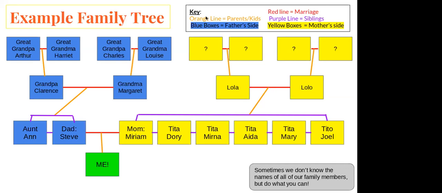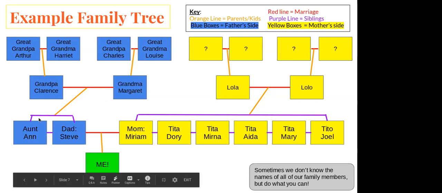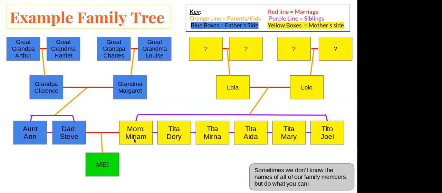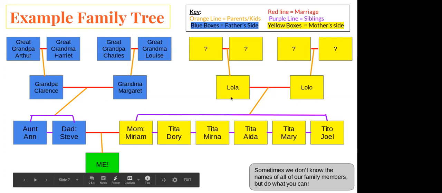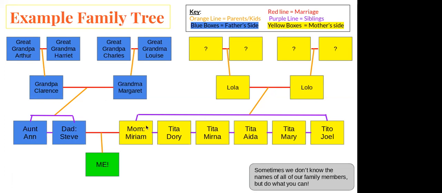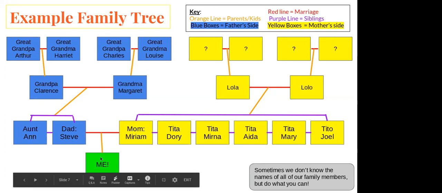Okay. So we can see over here, the red lines, these people got married, and then they had children, right? And then those children on each side got married, and now they had children, and now these people are brother and sister. All these people over here are brothers and sisters. That's why you have the big purple line. Okay. And then this box right here is the person who's creating this chart.